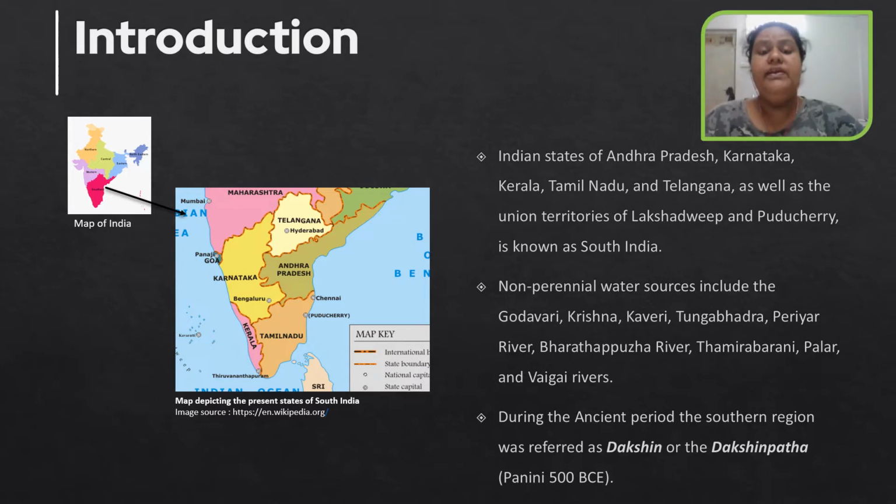The non-perennial water resources include the Godavari, Krishna, Kaveri, Tungabhadra, Periyar, Bharatapuzha, Thamirabarani, Pallar, and Vaigai rivers. During ancient times, this region, the peninsular region of India, was often referred to as Dakshin or Dakshinapatha, and it was Panini who first gave the term Dakshinapatha in 500 BCE.